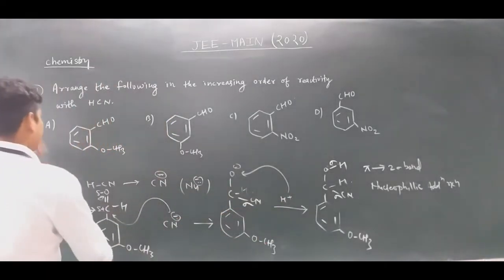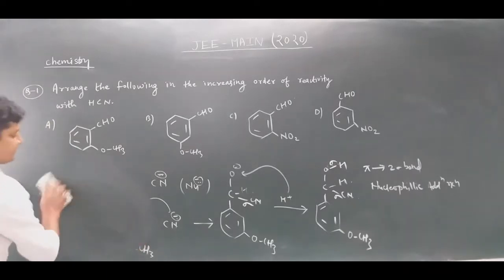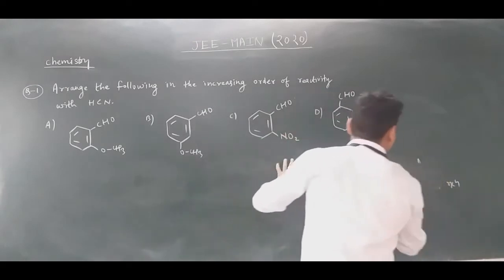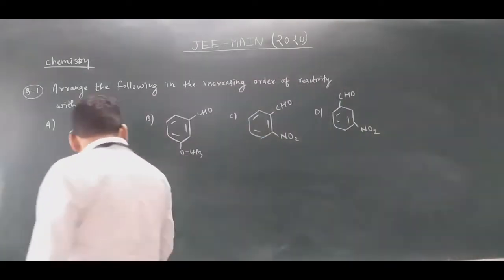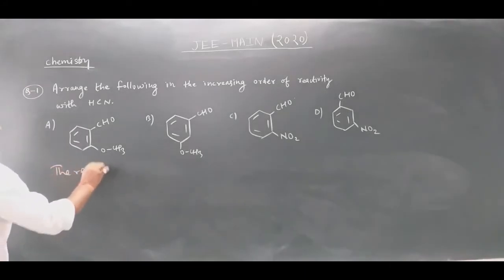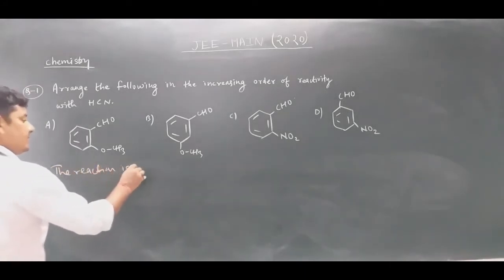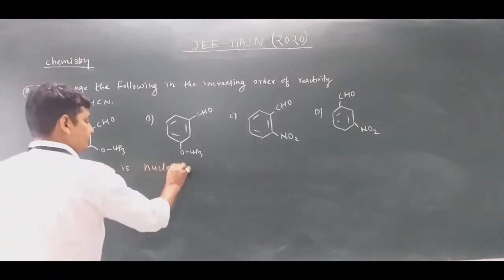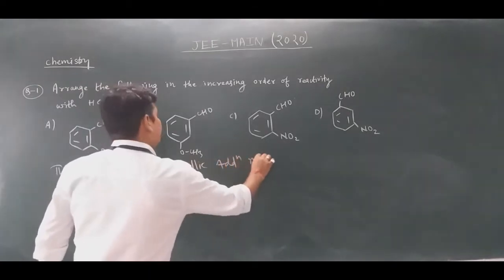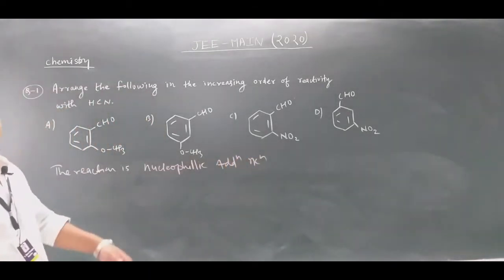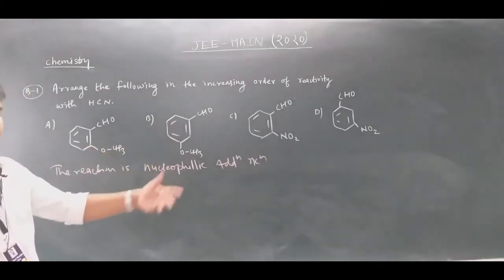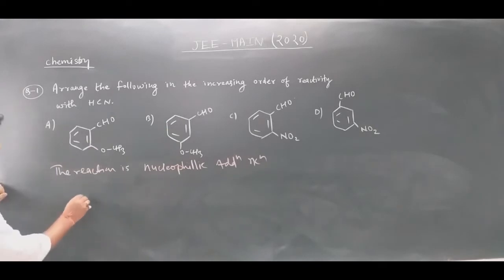Now the question is, which one will react rapidly and which one will react slowly? So we have to decide. The first thing we decided is that the reaction is nucleophilic addition. But they are not asking the type of chemical reaction taking place. They are asking whether A or B or C or D will react rapidly or not.